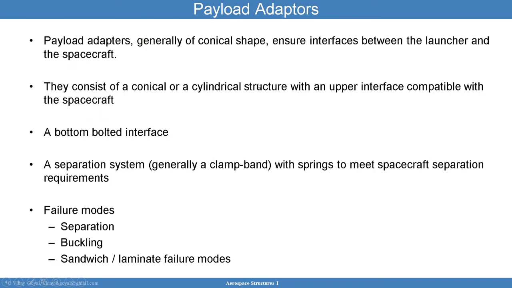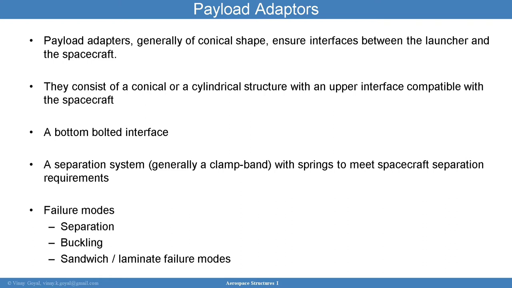Let me cover payload adapters now. Payload adapters generally are of conical shape and they ensure interfaces between the launcher and the spacecraft. They consist of a conical or cylindrical structure with an upper interface compatible with the spacecraft. A bottom bolted interface is typically used and it could connect to the fairing as well as the adjacent structure.